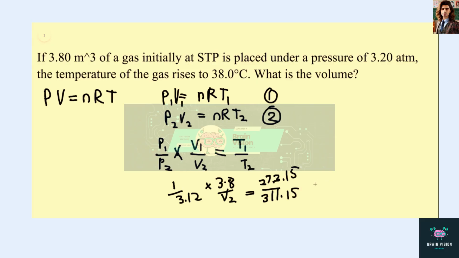And making V2 the subject of the equation, we have that V2 is equal to 3.8 times 311.15 divided by 3.2 times 273.15, and plugging that into a calculator, we get that V2 is equal to 1.39 meters cubed.